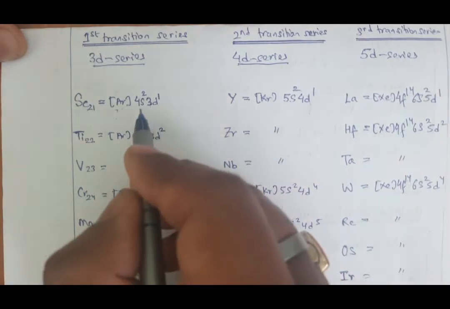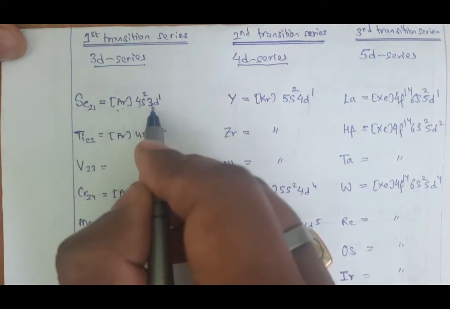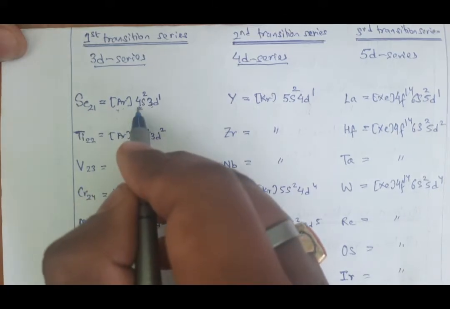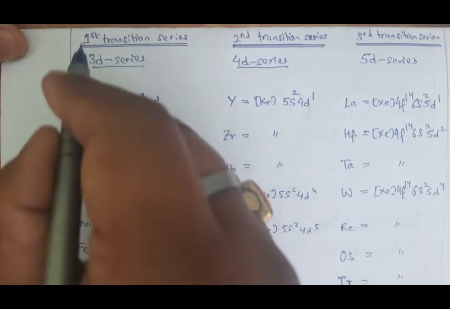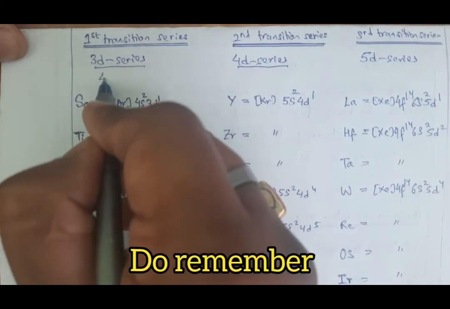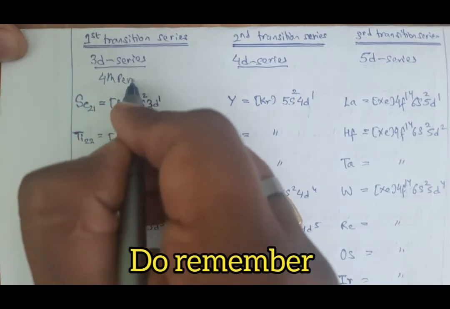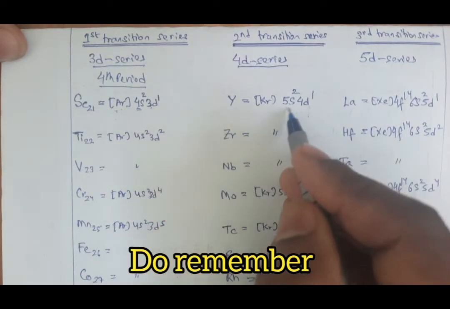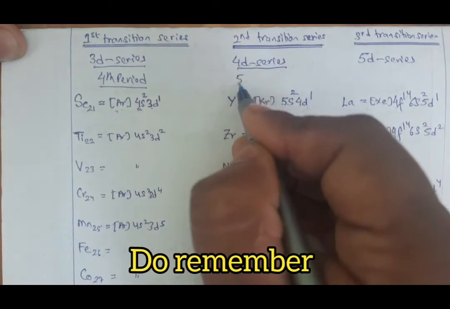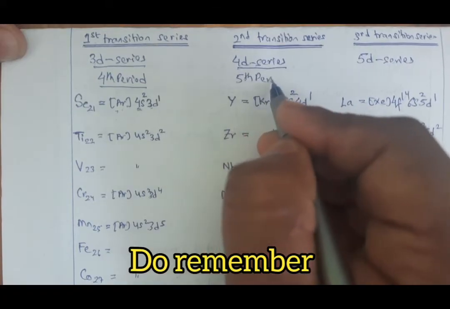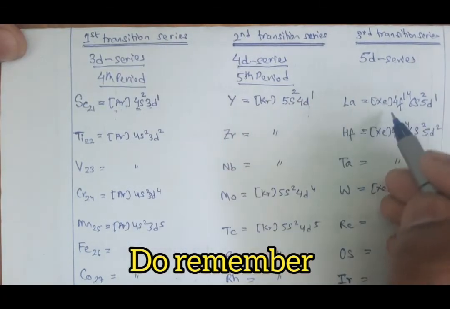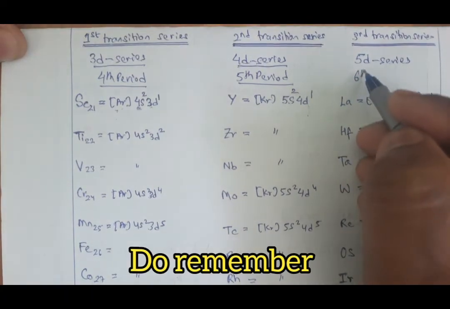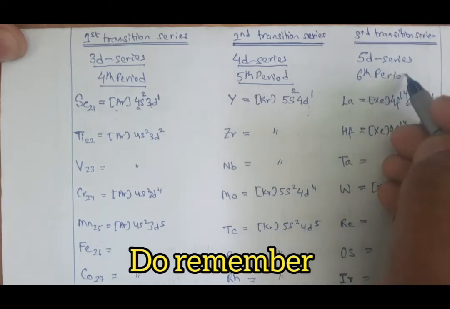Now students, in these two numbers, this is (n minus 1)d and ns. n indicates the period in the periodic table. Which is the highest number here? 4. So it indicates the period. That means the first transition series, the 3d series, belongs to the fourth period in the periodic table. The highest number 5 means the 4d series belongs to the fifth period. Similarly, here the highest is 6, so the 5d series belongs to the sixth period.